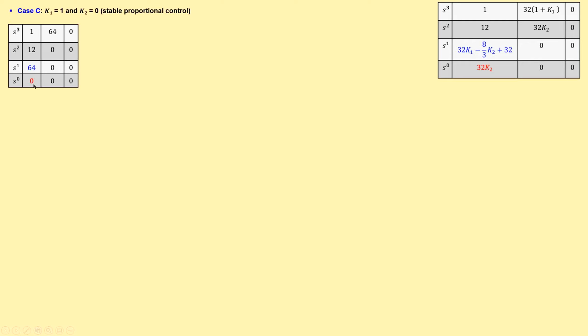Now I see 1 0 here, so I suggest again it can be marginally stable maybe. But is it marginally stable? That's the question.